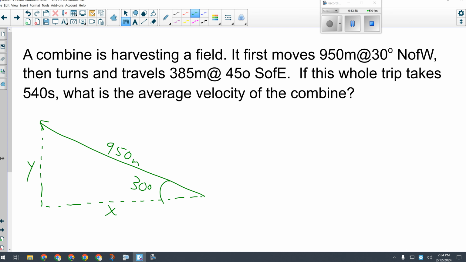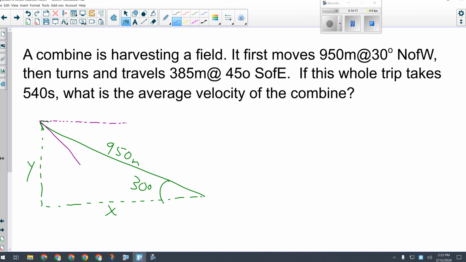Okay. Next thing I need to do is I need to draw my second vector, which is 385 meters at 45 degrees south of east. So I'm going to draw myself a reference line that's due east, but my overall line is going to be less than half as long as the first one. Would you agree? Okay. Now, if this angle was 30, so is this angle. So 45 is going to be a little deeper than that. Yes? Okay.